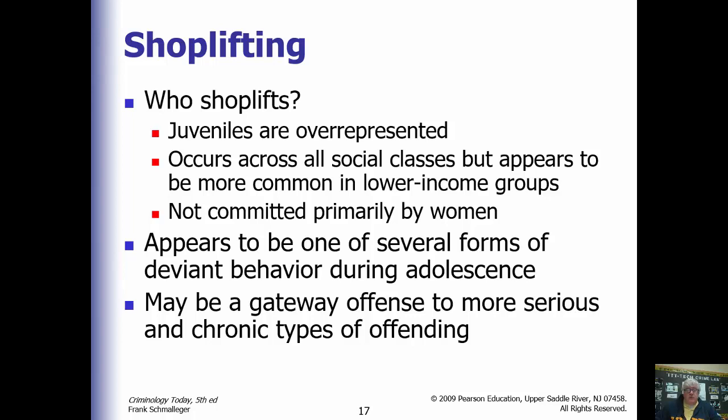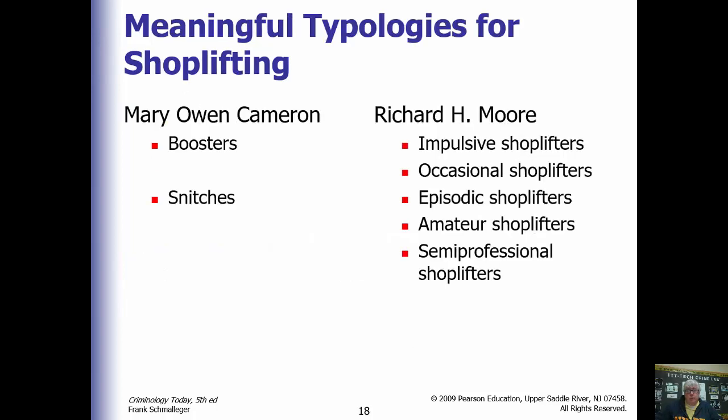One of the several forms of deviant behavior during adolescence might be a gateway offense to more serious and chronic types of offending. And how's that going to happen? Well, if I shoplift and I get away with it, maybe I'm likely to go in and do another one. And maybe I want some more valuable property that I can't get through shoplifting, and maybe I commit a robbery, maybe I commit a burglary, whatever. So it could be a gateway offense. Don't know if the data supports that or not, but it's possible.